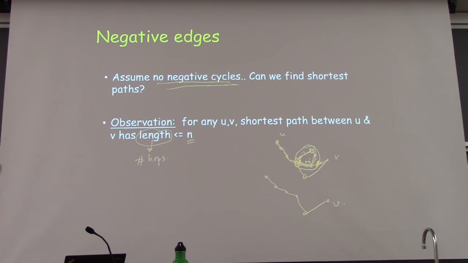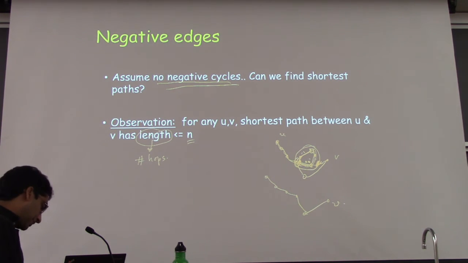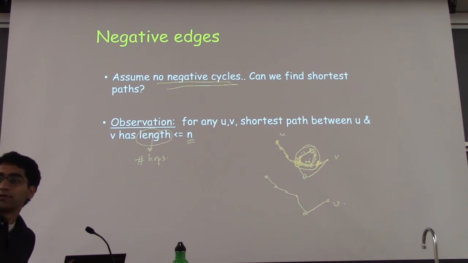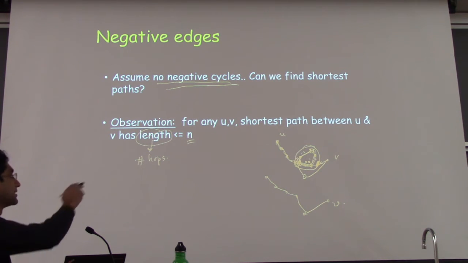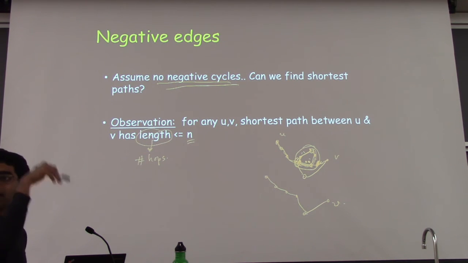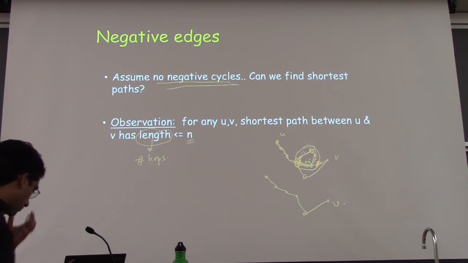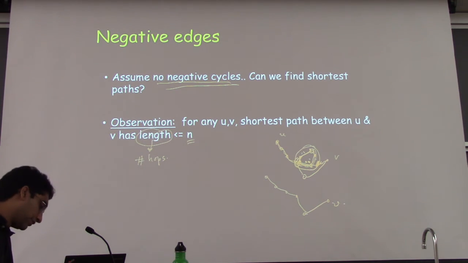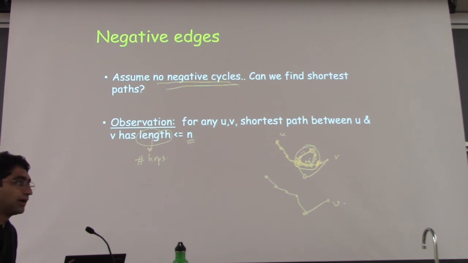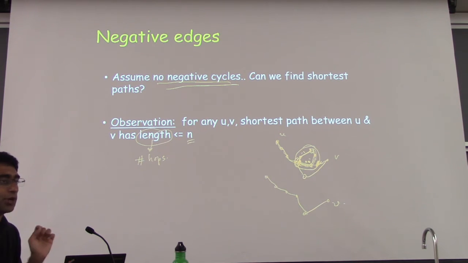If you want to be really formal, you have to say that for any u and v, there exists a shortest path between u and v with length smaller than or equal to n. Maybe the cycle has weight equal to 0, in which case you could have it or you don't have to have it. That's just a minor point. So this is an easy observation: the length is smaller than or equal to n.